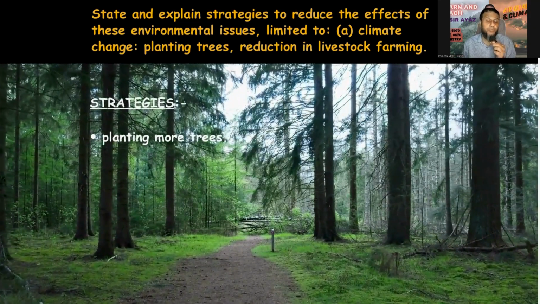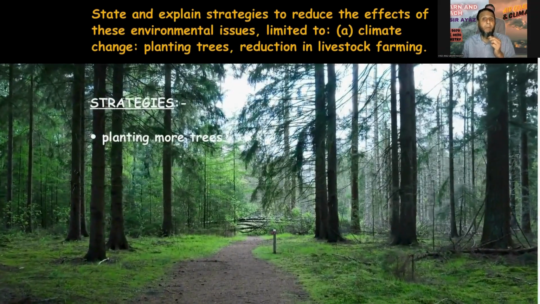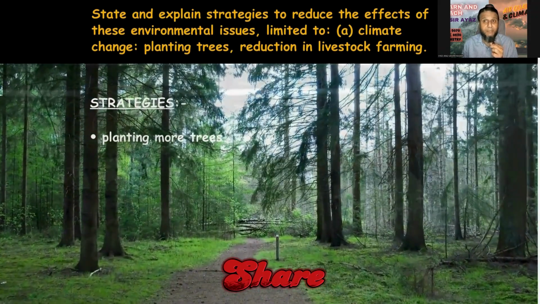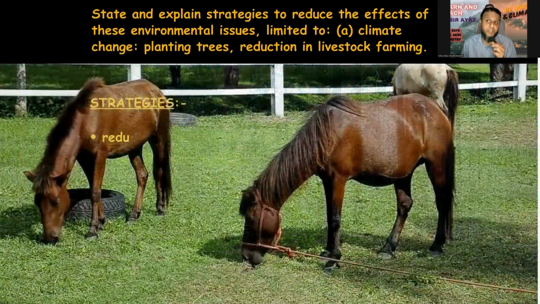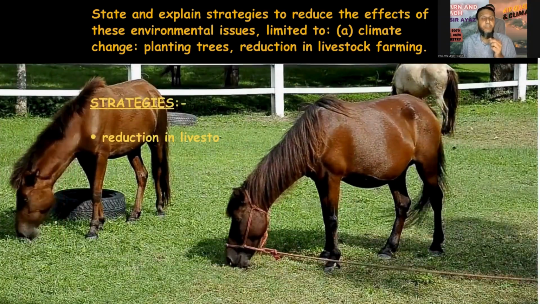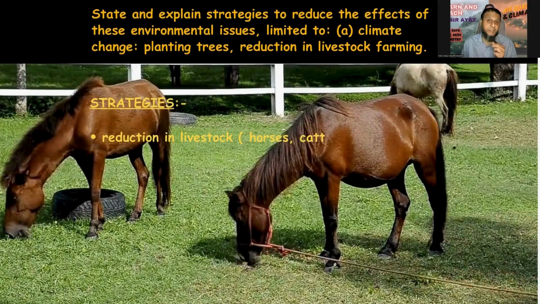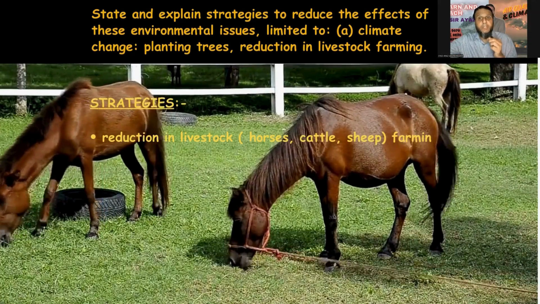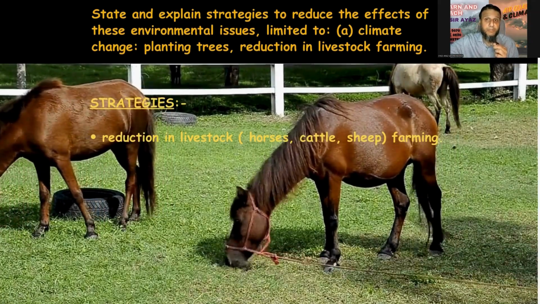Trees improve soil quality by contributing organic matter through leaf litter. Trees influence the water cycle by transpiring water vapor, contributing to rainfall.